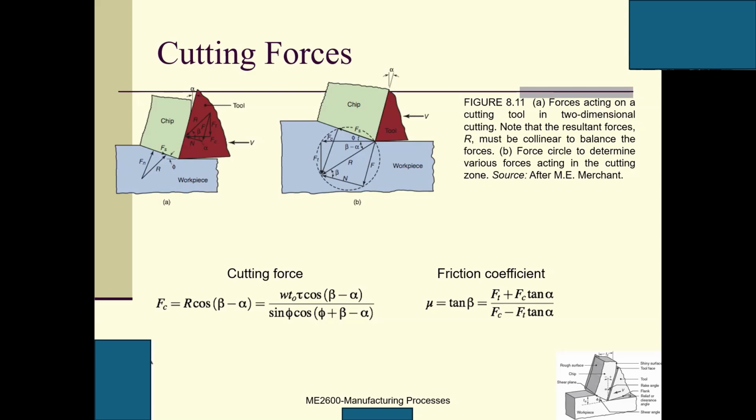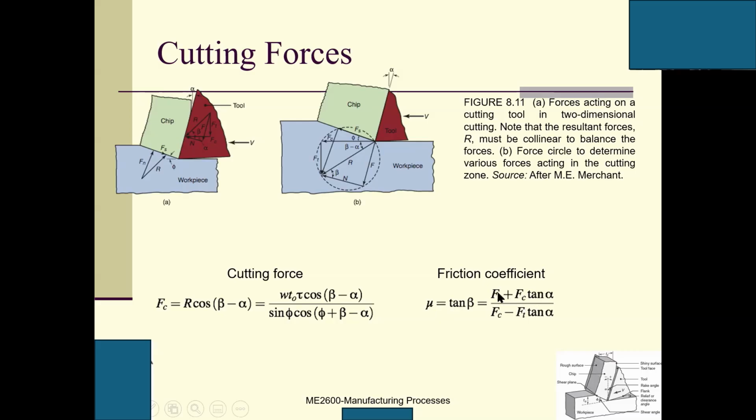This is N. Right? So this is F, and this is N. So it equals Ft plus Fc tangent alpha, where alpha is the rake angle. So the numerator equals Fc minus Ft tangent alpha. So this is tangent beta. Tangent beta can be obtained using Ft and Fc.